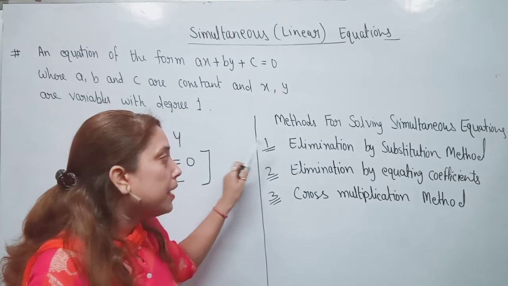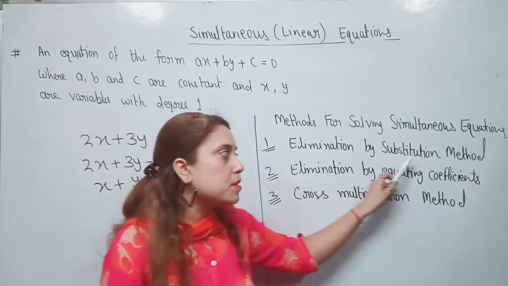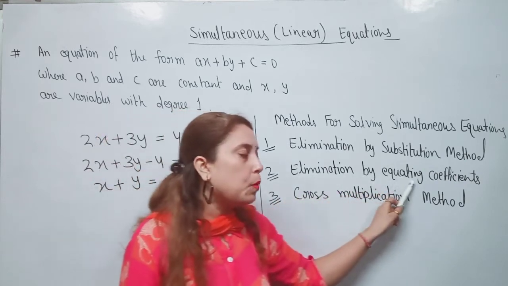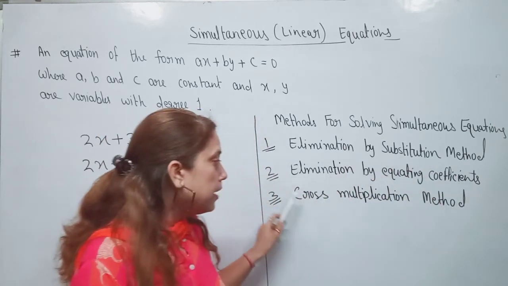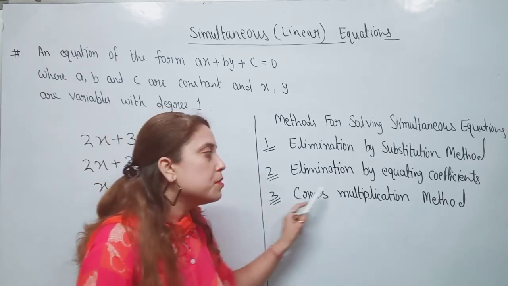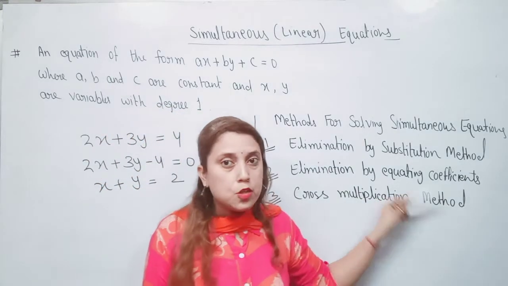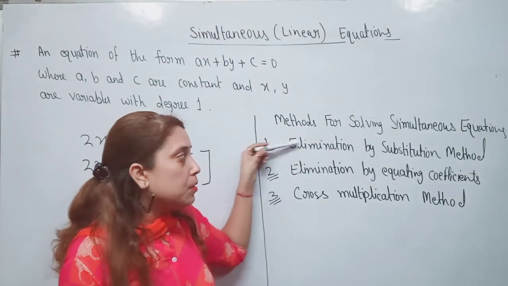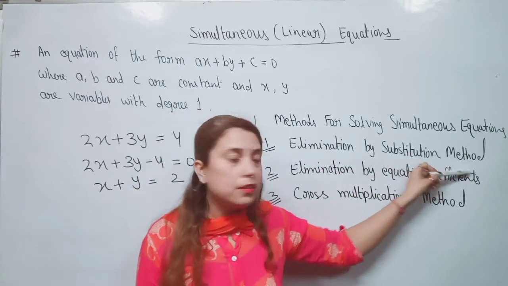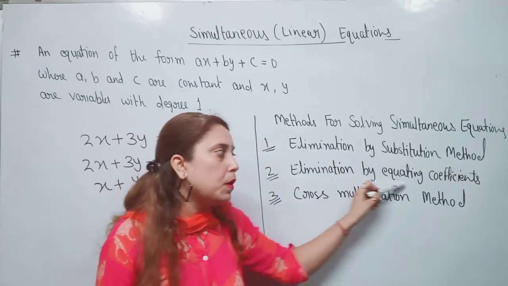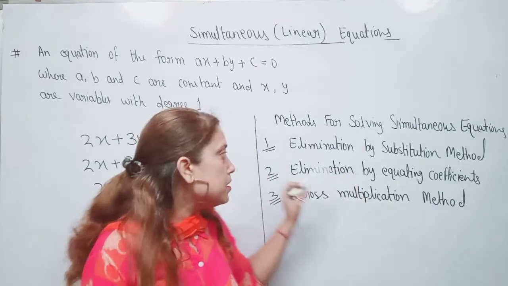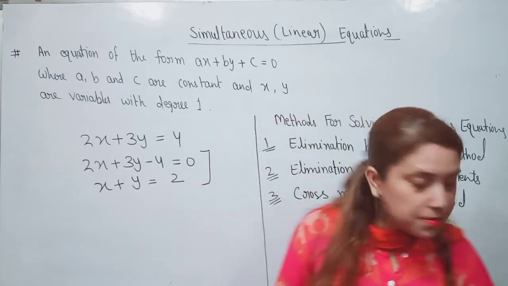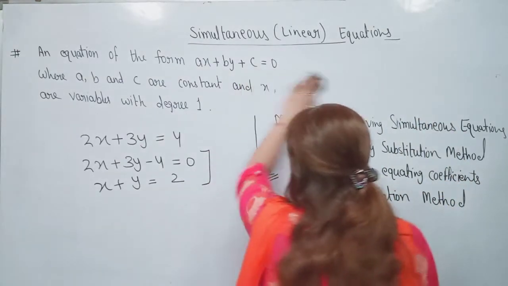The first method is elimination by substitution method. Second is elimination by equating coefficients, and third and last method is cross multiplication method. So in this video today we will discuss two methods, elimination by substitution method and elimination by equating coefficients. So first we will discuss elimination by substitution method. Let's understand by example and questions.